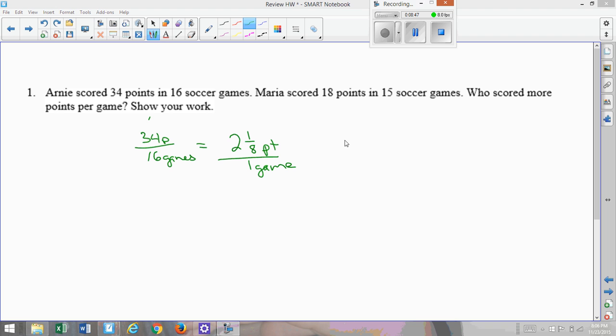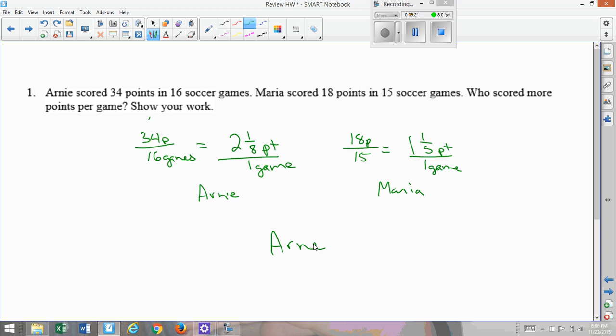Do the same thing with Maria. We have 18 points in 15 games. Change that to a mixed number, and you get 1 3/15, which is 1 1/5 points per 1 game. So you got to answer who scored more points per game. Well, this is Arnie, and this is Maria, and the answer is Arnie. Oh, there it is.